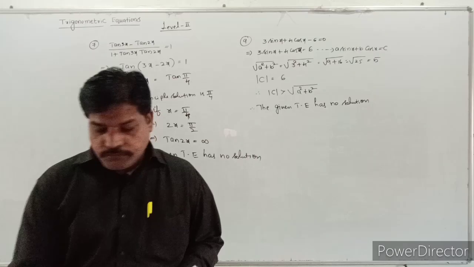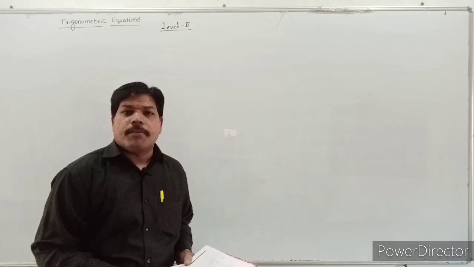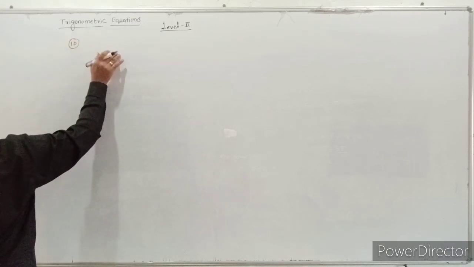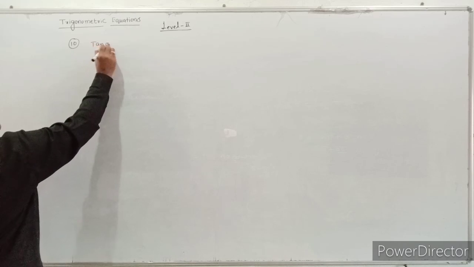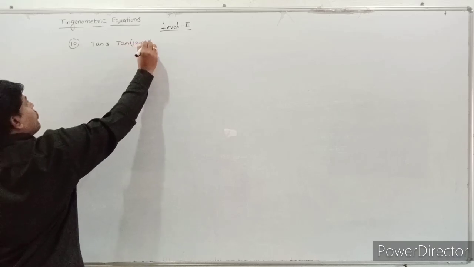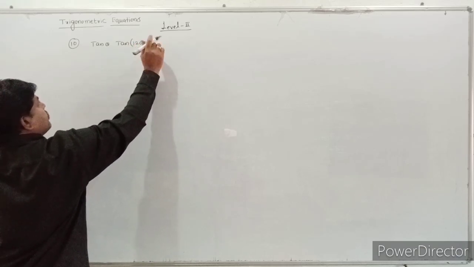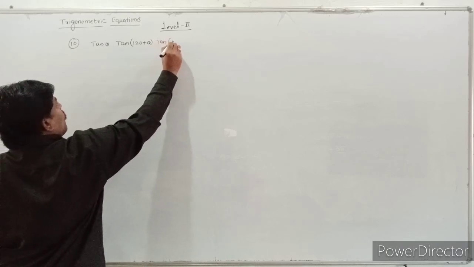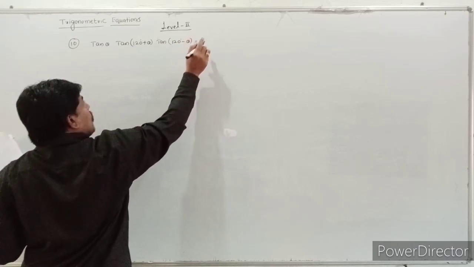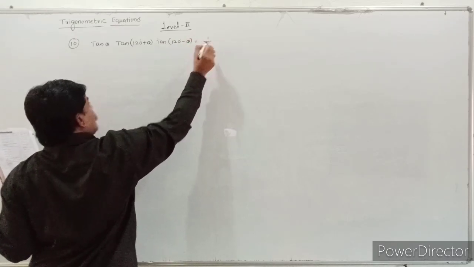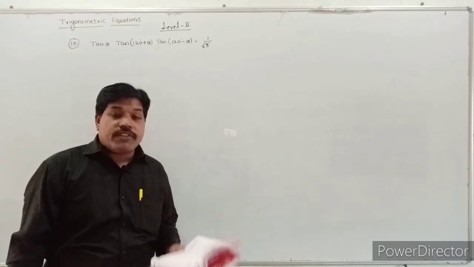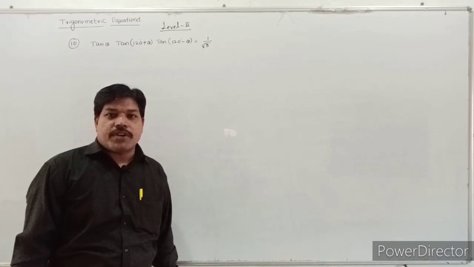So see that question. See question number 10. What is question number 10? Tan theta tan of 120 plus theta tan of 120 minus theta is equal to 1 by root 3. Then the general solution of the given equation is? See this question, students.